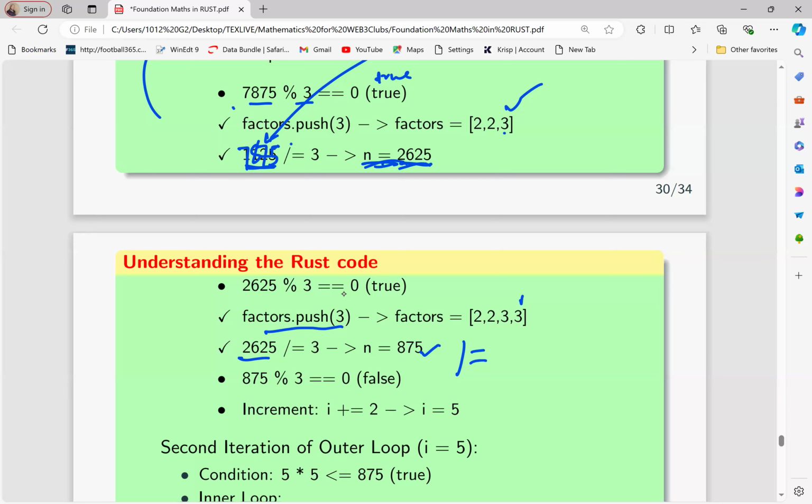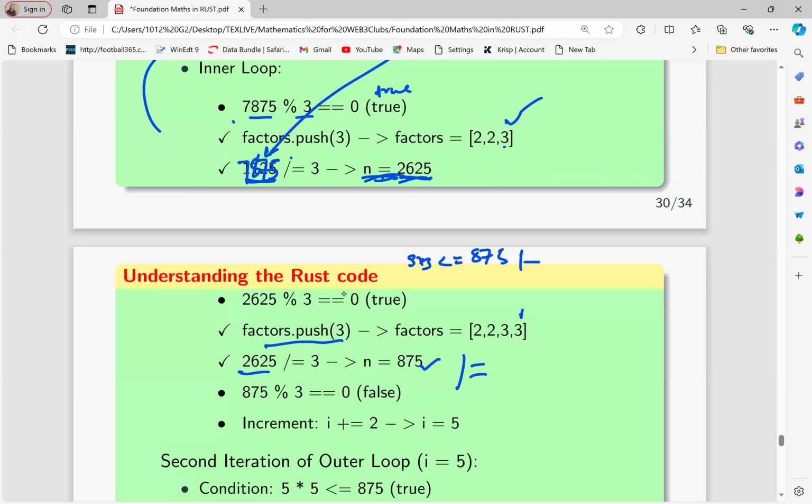Now go out to the outer loop. In the outer loop, you are checking if 3 times 3 is less than or equal to 875. You find that that is true. Check if 3 can divide this number. If 3 cannot divide this number, it says false. So it's now time to proceed and increment. So our I now moves from 3 to 5.